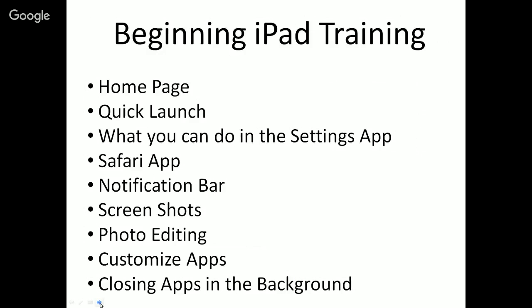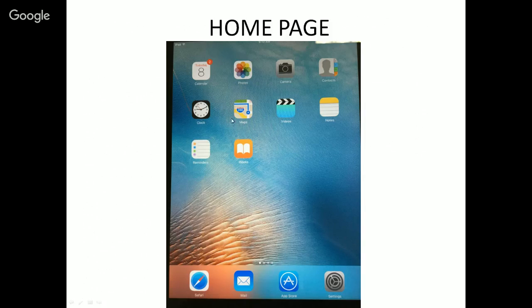We're just going to go over the home page. It's pretty basic. We have our icons here. We can swipe over to the left, and you should have some more apps on that side too as well, like PDF Expert, Google Earth, other apps that you may have downloaded to the iPad. On this home page, we have our Safari app, our Mail app, the App Store, and our Settings app.